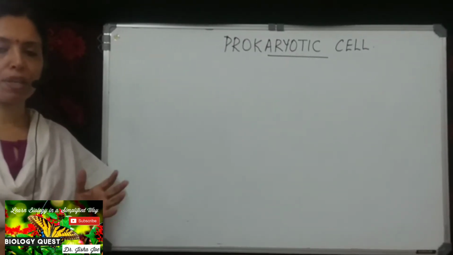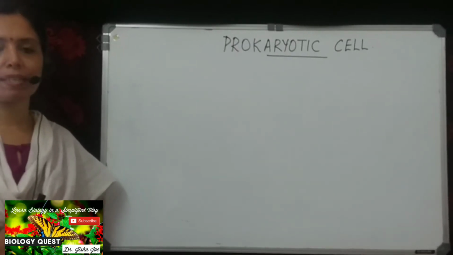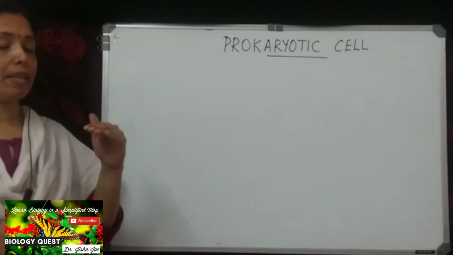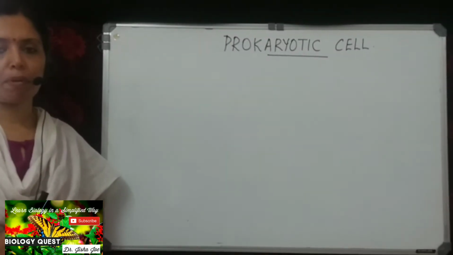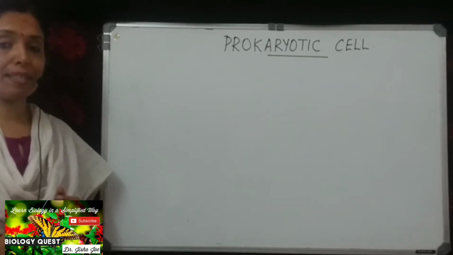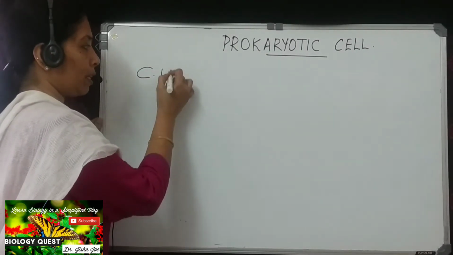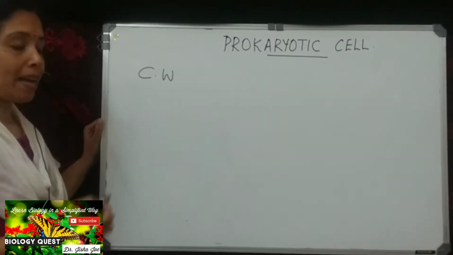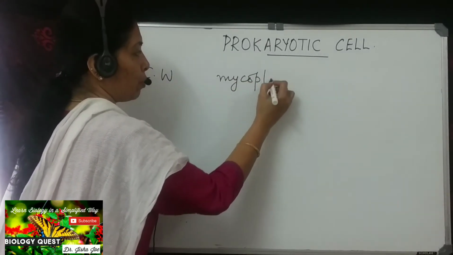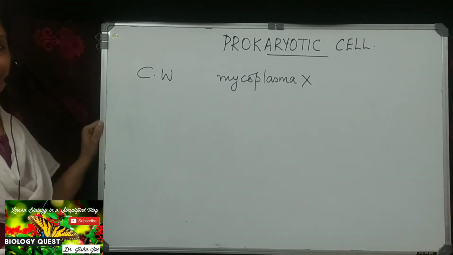So any prokaryotic cell, if we take, will have an outer membrane which is called as the plasma membrane, and it will have an outer layer outside the plasma membrane which is called as the cell wall. Cell wall is absent in mycoplasma. So there will be an outer wall in all prokaryotic cells. An exception is mycoplasma. Mycoplasma do not have a cell wall.